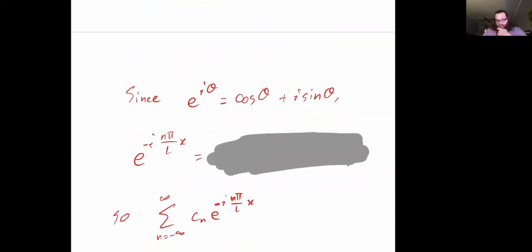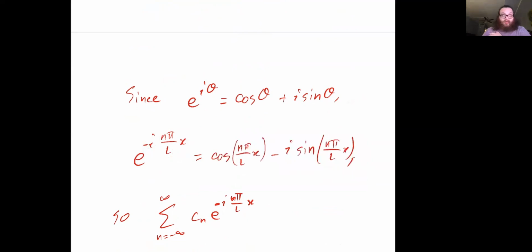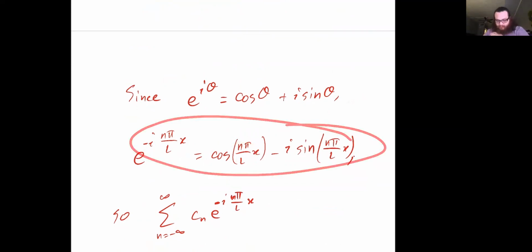As above, remember we have Euler's identity. So if we plug in e to the i minus n pi over L_x, we get this linear combination. Technically there's a minus sign here and a minus sign here, so just plug in directly. Sine of minus whatever is equal to minus sine of whatever, and cosine of minus whatever is cosine of whatever. So we've already done that simplification.